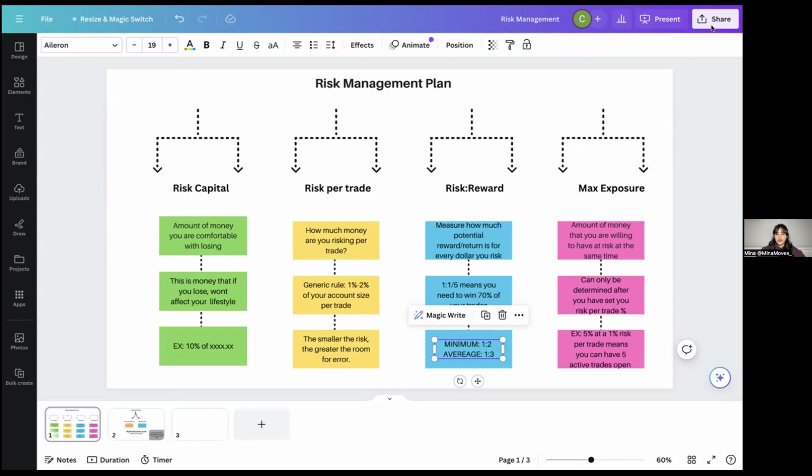Exactly. Follow the rules and win the game. And last but not least, we have maximum exposure.